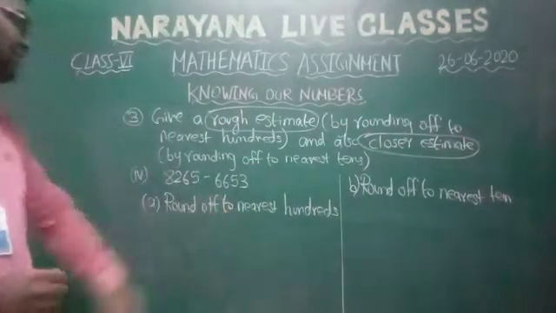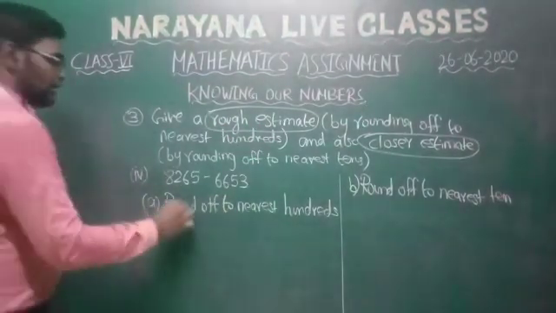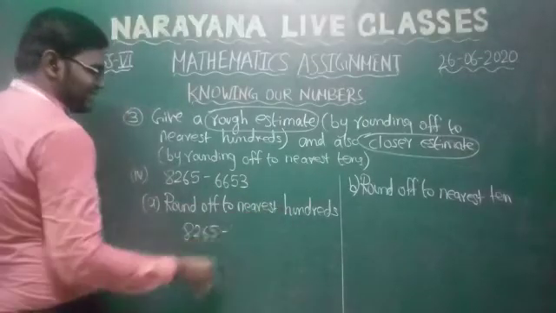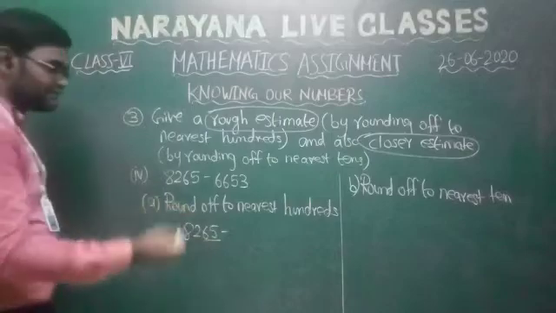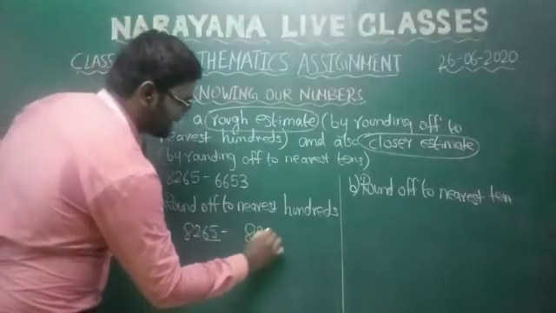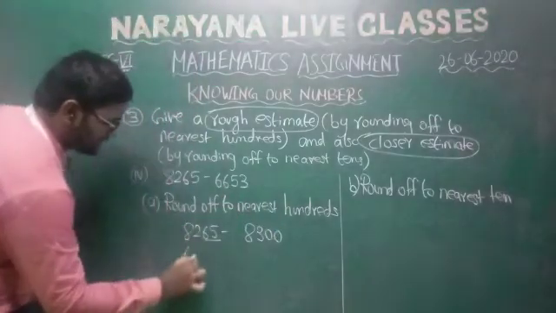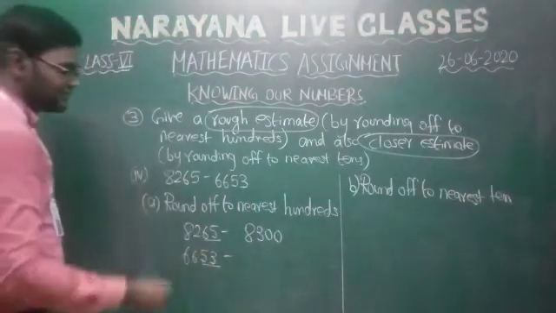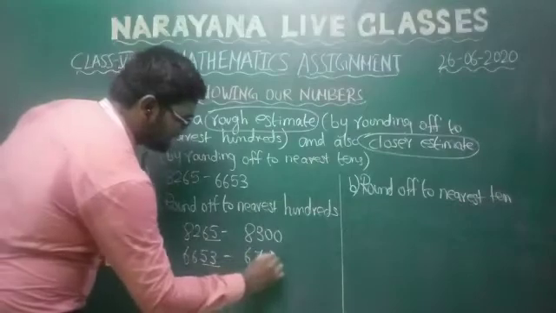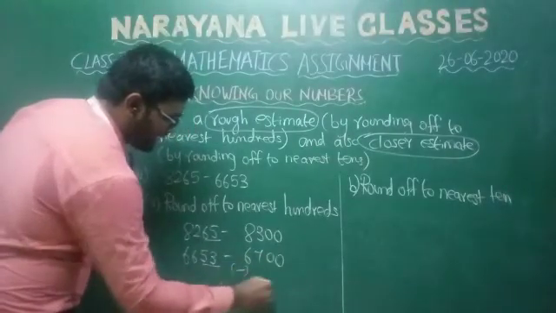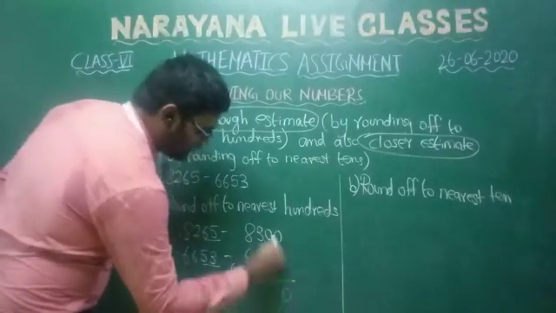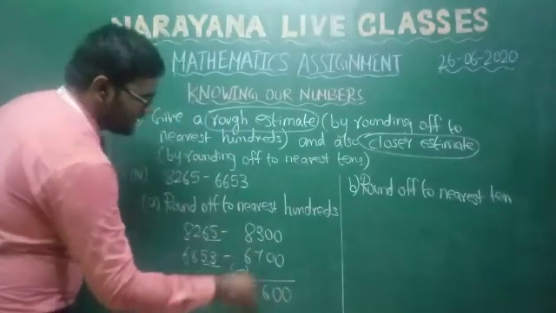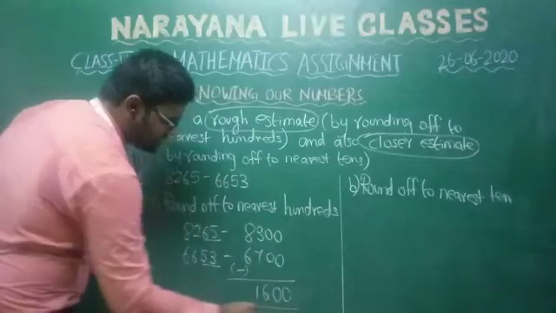Now we will discuss the fourth subdivision. 8,265 will round off to the nearest 100. So 65 is greater than 50, it will become 8,300. Then 6,653. Here also 53 is greater than 50, it will become 6,700. So if you subtract, you will get 0, 0. 13 minus 7 it is 6 and 7 minus 6 it is 1. So the answer is 1,600.